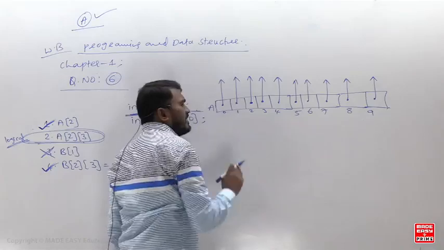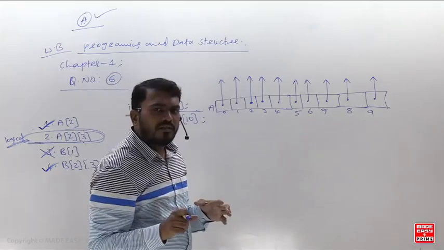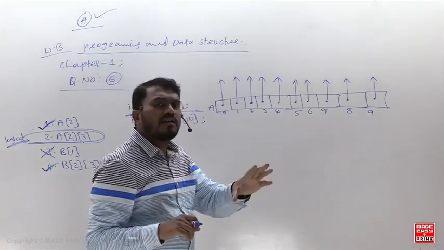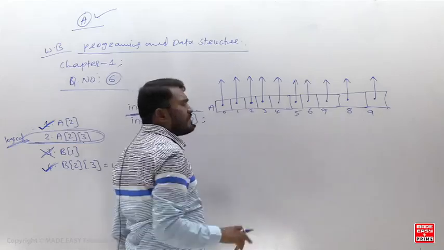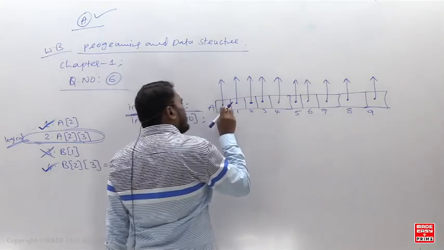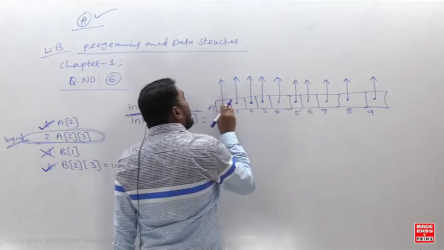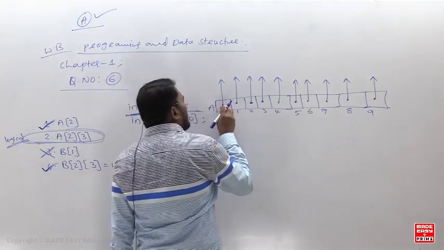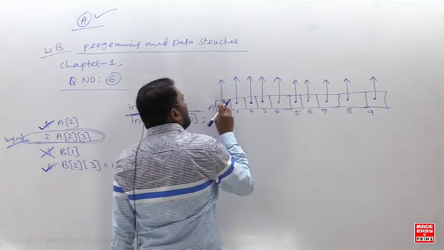a[1] is also saying the same thing: I am a pointer variable of type integer, you store the address of any integer and I will take it. a[2] is also saying the same thing. Remember, I am storing the address of an integer here. But what is that integer? The integer is the first element of a one-dimensional array.